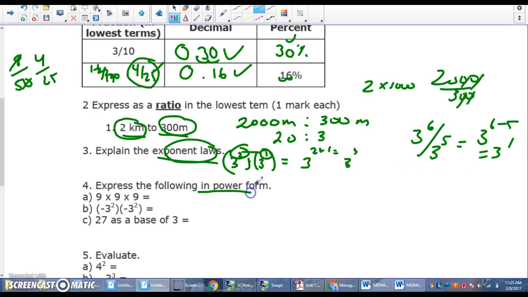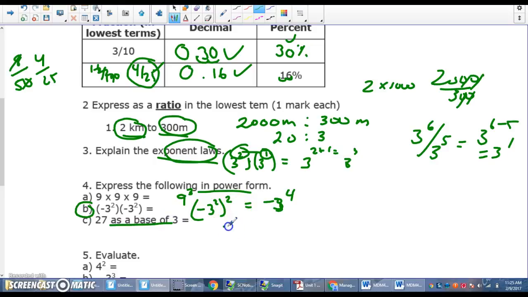Okay, express the following in power form. So your base is 9, and how many 9s do we have? We have 3 of them. Express this in power form. You have -3, and how many -3s do you have? Well, you have -3 squared, so that's -3 to the power of 4. Okay, so a little bit tricky. I'm not sure I'd ask you something exactly like this on the test, but -3 squared is your base, so it's -3 squared, squared, and because it's a power of a power, you're going to multiply those two.